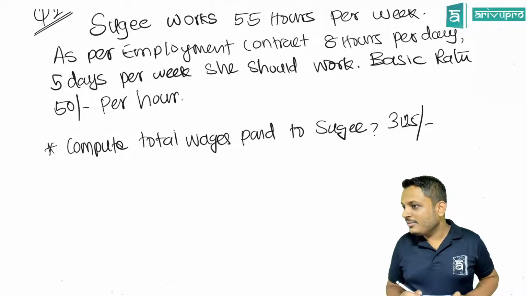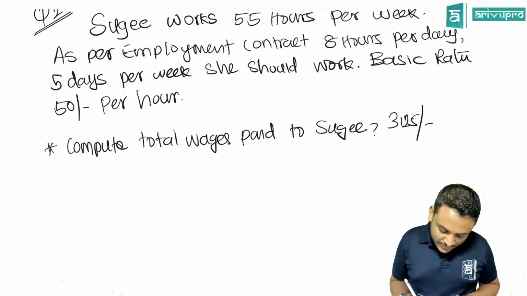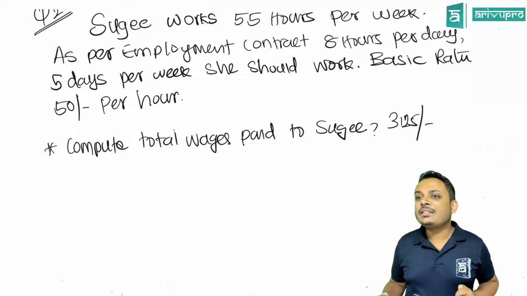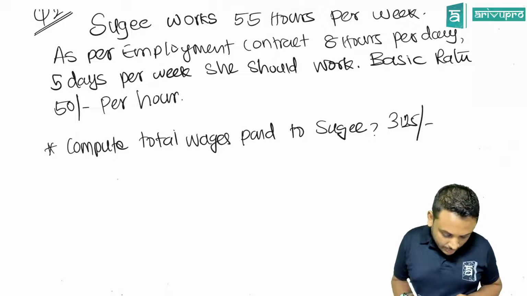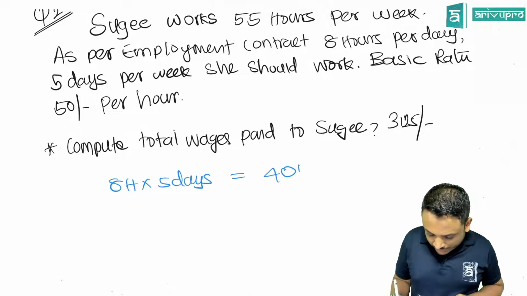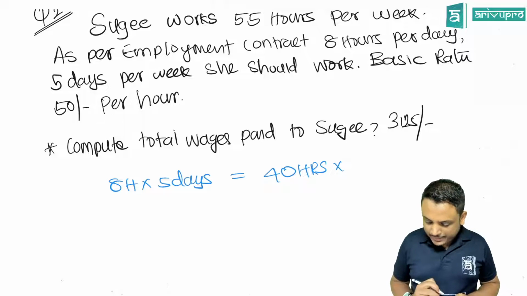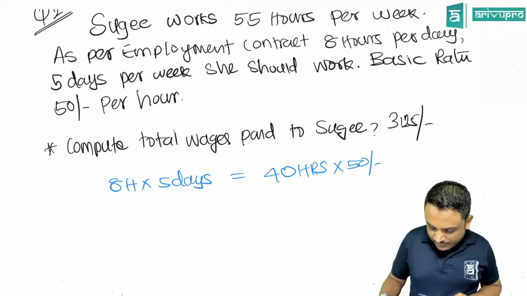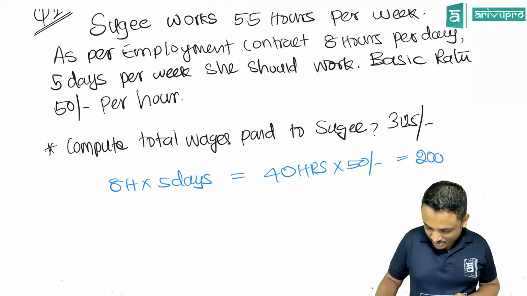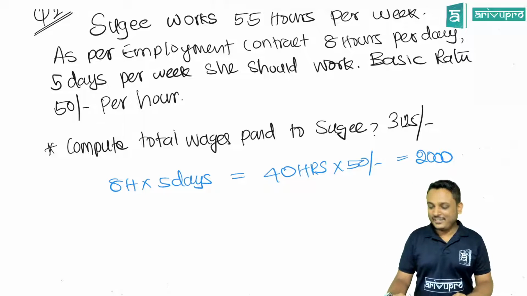Okay, say 55 hours she worked. Standard hours, how many hours per week? 8 hours, 5 days, total 40 hours. For this we need to make the payment, right? The basic rate is 50. So how much? 2000, correct? Very good.